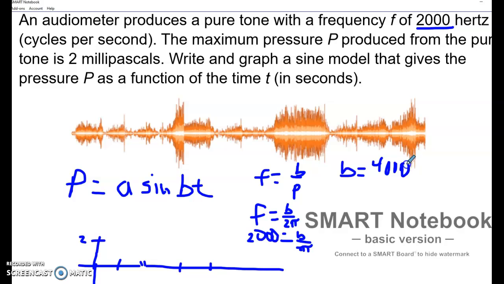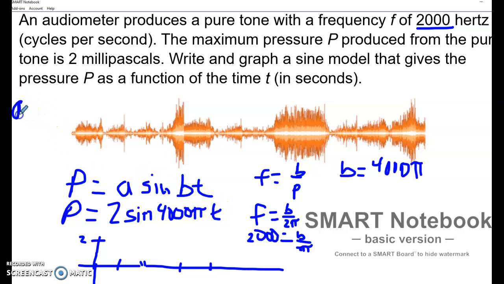So that's what I put in my equation. So I come over here and I say P is equal to the amplitude. We're told that the amplitude has a max of 2. So it's 2 sine of 4,000 pi times T. Now let's answer those questions that are in your notes so that you can fill that out as we go through here.